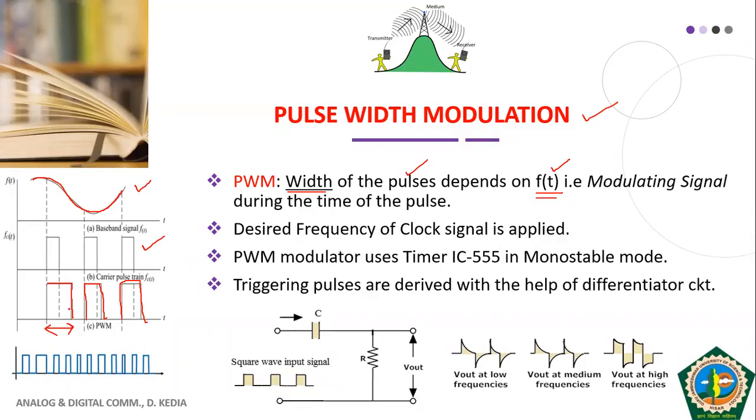Okay, and I told you yesterday also that PWM is more noise immune as compared to PAM, because in PAM our information is present in the top of the pulses, which is easily affected by noise, whereas in PWM our information is present in the width of the pulse. So your width cannot be changed by the noise present in the channel. That's why this PWM signal is more noise immune.